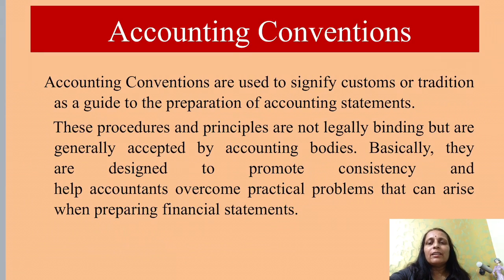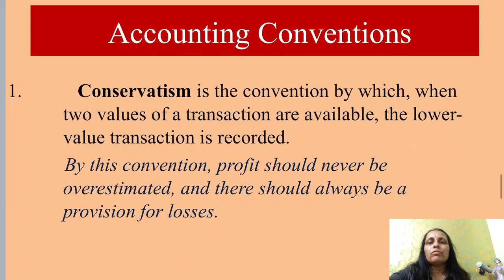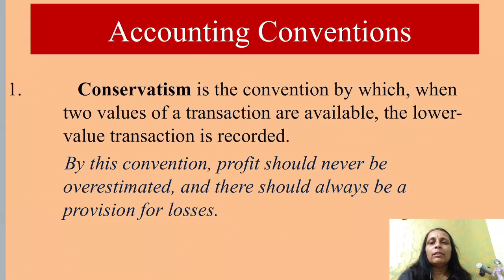So, basically they are designed to promote consistency and help accountants overcome practical problems that arise while writing books of account. We will see certain conventions. There are basically five conventions which we will study today. First is conservatism.